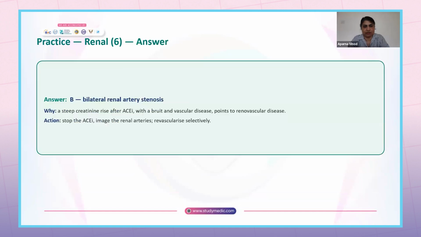So there is a steep rise in creatinine after using ACE inhibitors. Normally after starting ACE inhibitors, sometimes you can expect a rise in creatinine, but if it is less than 25 to 30 percent, that is fine, you can continue. But here in this case, there is a steep rise and there is a bruit with a history of vascular disease. So this will point towards renal vascular disease. So what do we do? We have to stop these inhibitors. We need to do imaging for the renal arteries and revascularize if required.